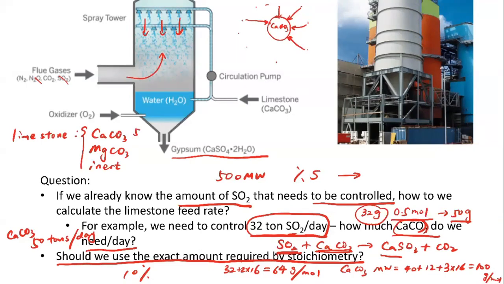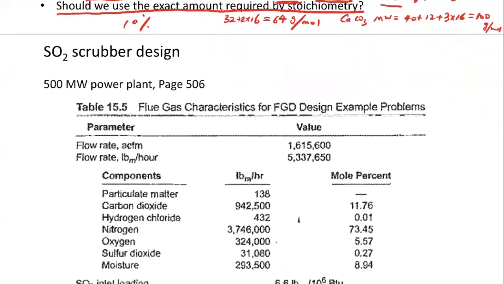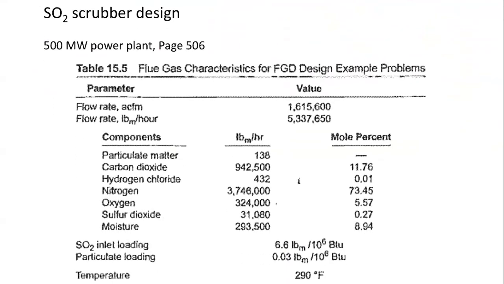Let's say if the limestone just contains 50% calcium carbonate in terms of mass, then we need to double the amount of the limestone we introduce to the system, right? Because there is not enough calcium carbonate to react. Okay, so now we can look at an actual system.